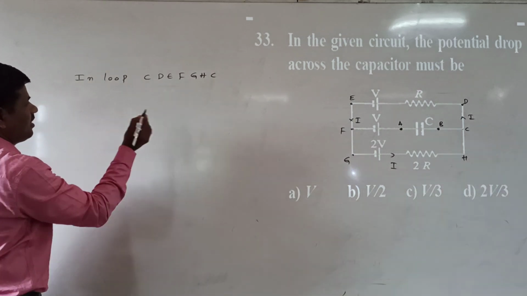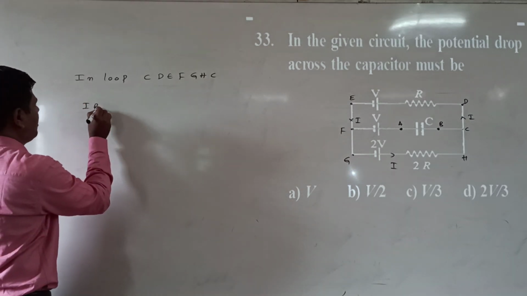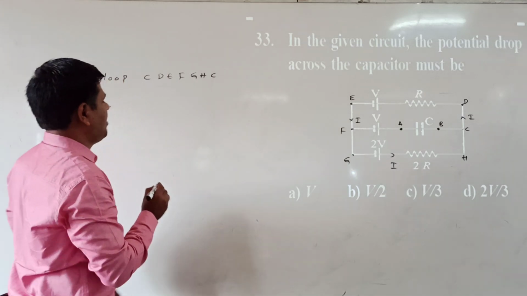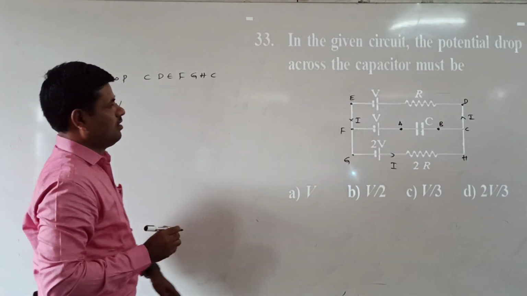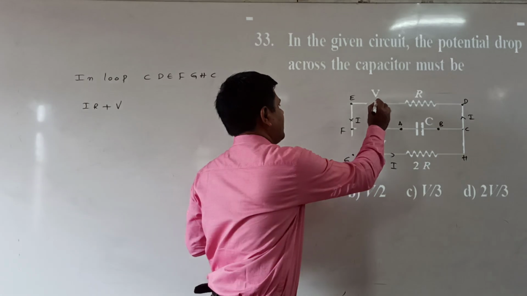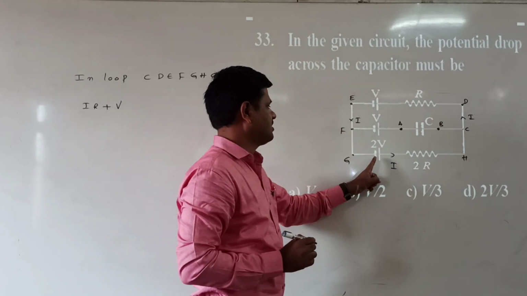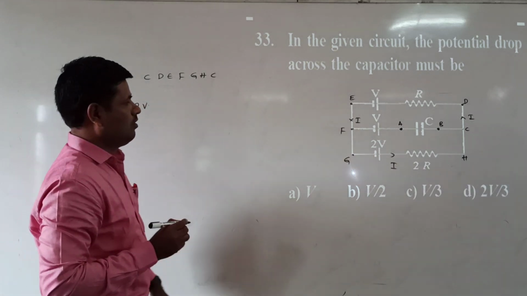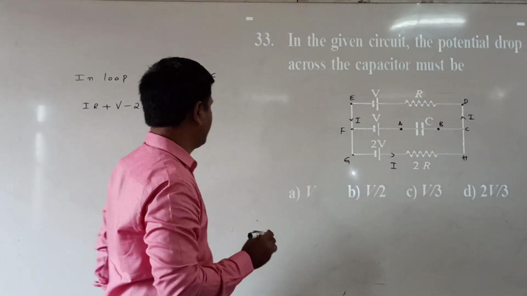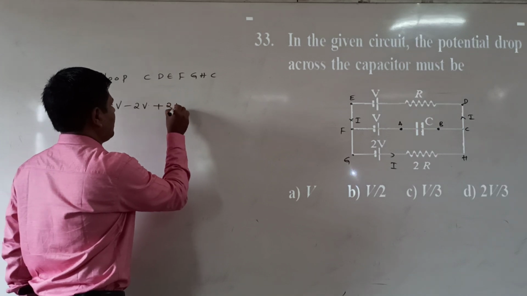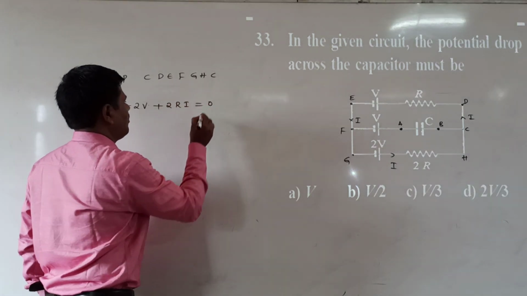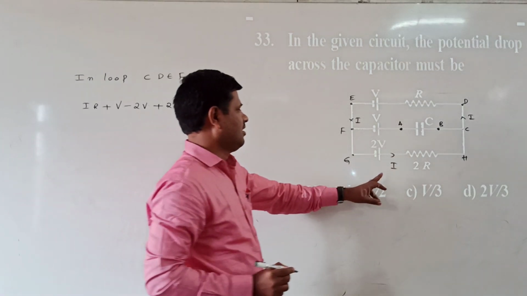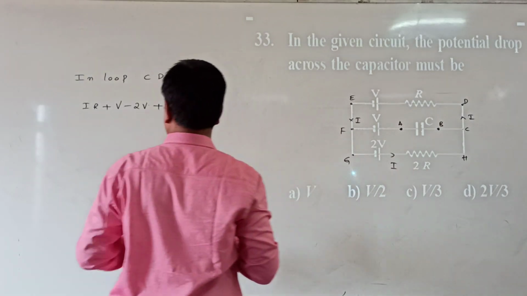Now what am I writing here? First, across the resistance, IR. Across the battery, which has the voltage V, this end is positive, so it is taken as positive. Next, this end is negative, so the voltage is minus V. We are writing 2RI equal to 0. The total potential drop across the resistances is 2RI. The current is in the same direction as the resistance, so it is taken as positive.